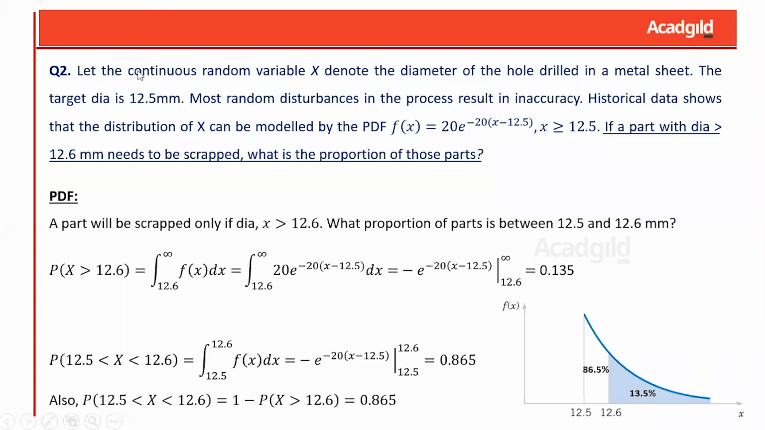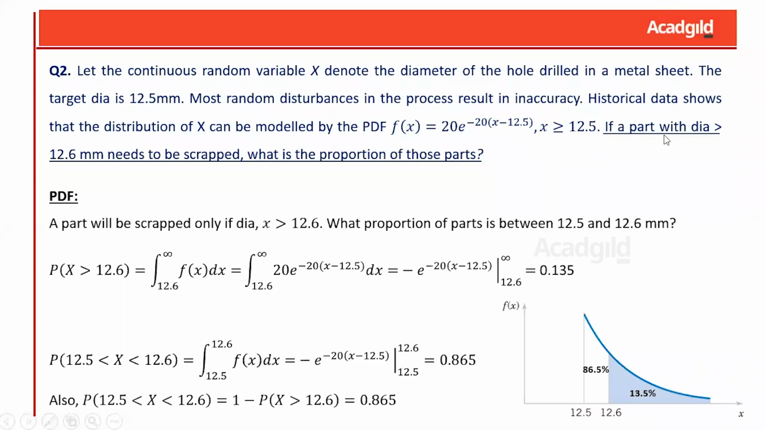The question reads, let a continuous random variable x denote the diameter of the hole drilled in a metal sheet. The target diameter which is to be achieved is 12.5 mm. Due to random disturbances, there will be inaccuracy. Historical data shows that the distribution of x can be modeled by the PDF given by 20 e to the power minus 20 into (x minus 12.5) for x greater than or equal to 12.5.